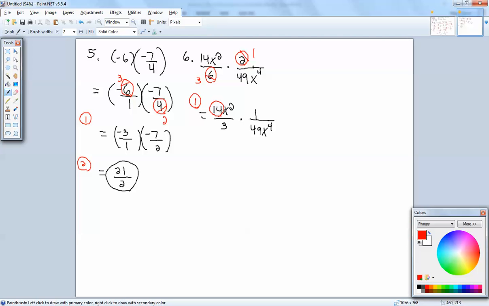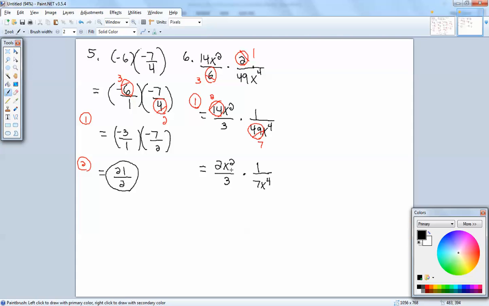I have a 14 here and a 49 here. Those are both divisible by 7. 14 divided by 7 is 2. 49 divided by 7 is 7. Which is going to give us 2x squared over 3 times 1 over 7x to the fourth.